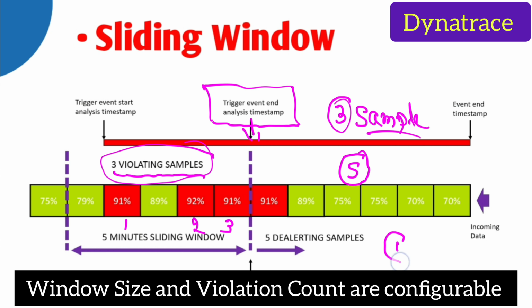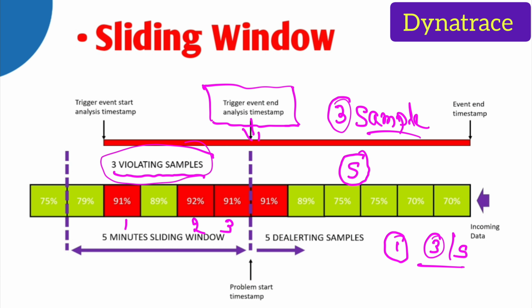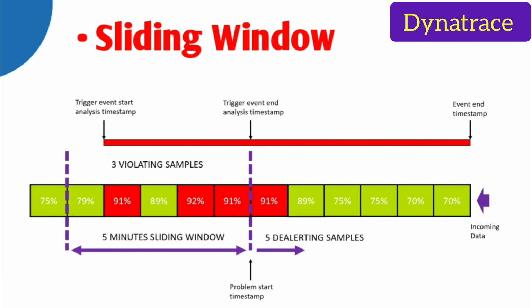For every 1 minute it will check the value. If it has violated the particular threshold value for 3 samples out of 5, then it will trigger the alert. In this case also it is checked 1, 2, 3, 4, 5 times. Out of this, 3 times it is violated. So it triggered an alert.